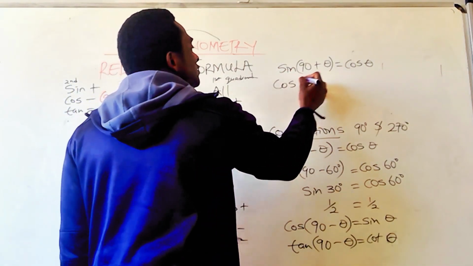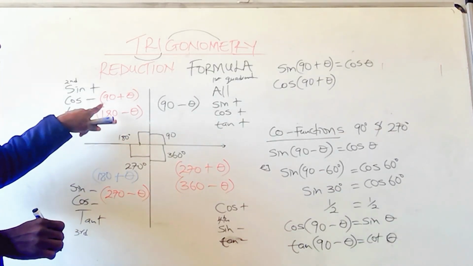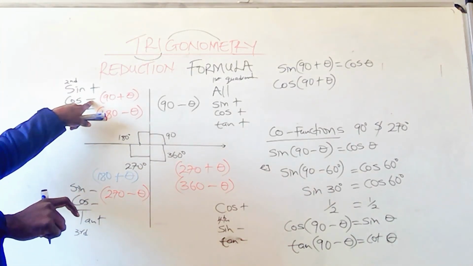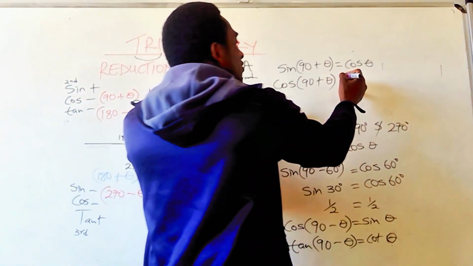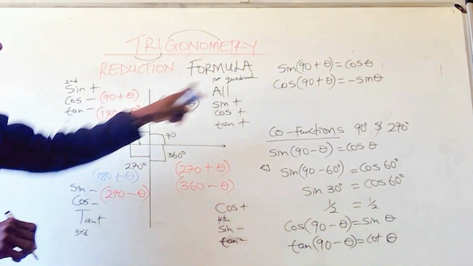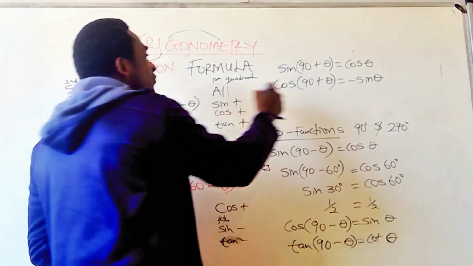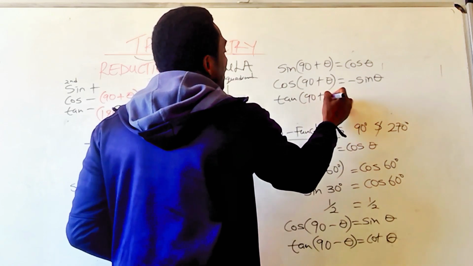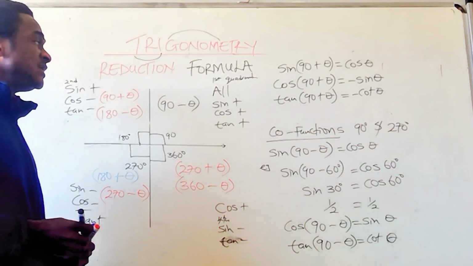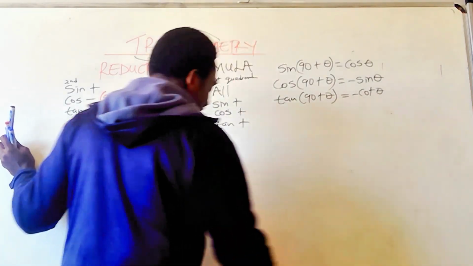If I have cos of 90 plus theta, cos is negative in this quadrant. So your answer will be the sine of the original. It is a cofunction, but it will be negative sine theta, because cos, the original, has a negative value in the next quadrant. Likewise, if we look at tan of 90 plus theta, it becomes negative of cot theta, because tan is negative in that quadrant. Now, lastly, let's look at the 270s.